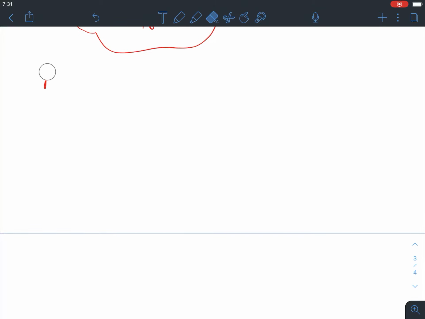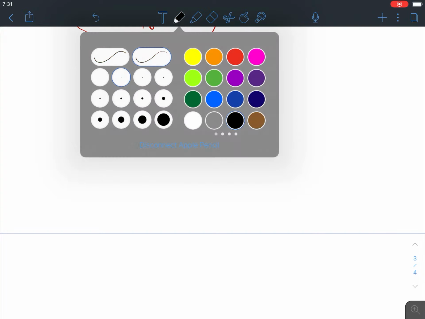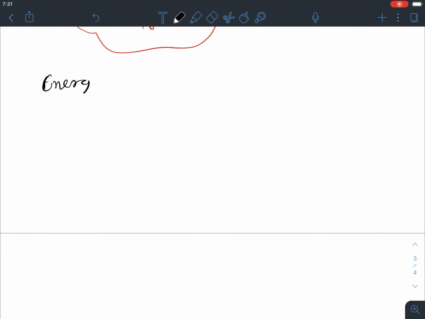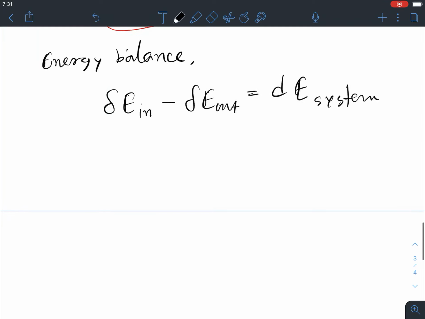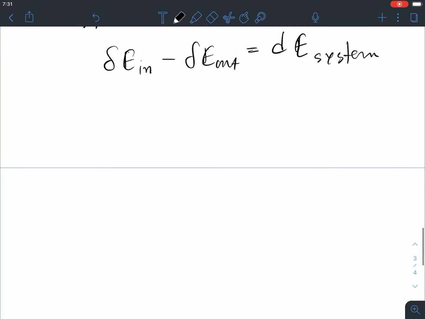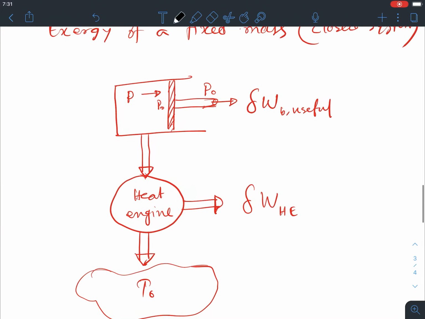So if we do the energy balance, then we'll see that ΔE in minus ΔE out equals dE of the system, right? So basically it is the net energy transfer by heat and work, and the net energy change, which could be internal energy, kinetic energy, potential energy, or maybe enthalpy, right?